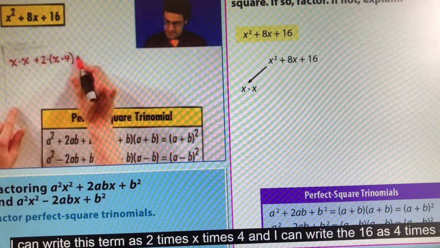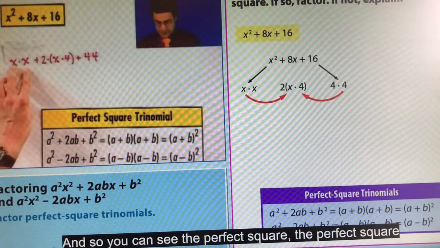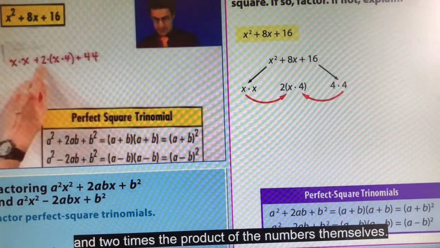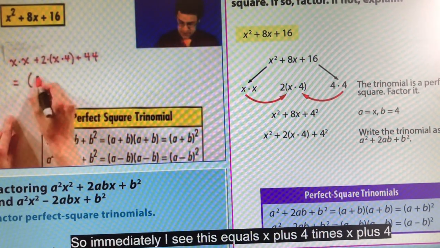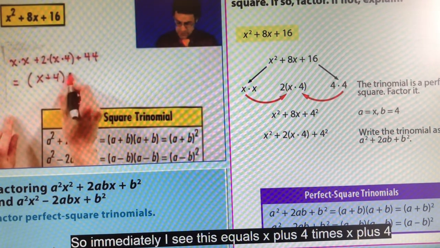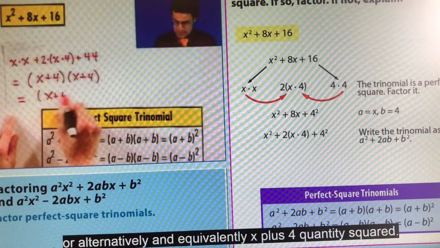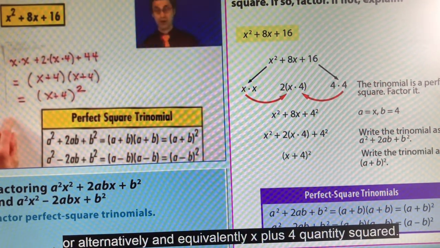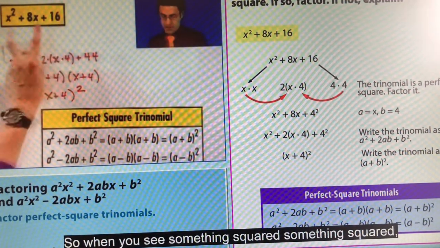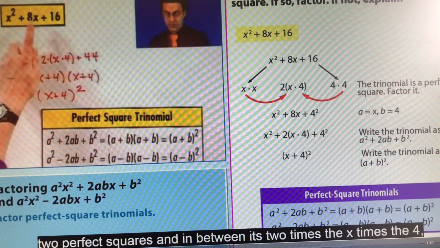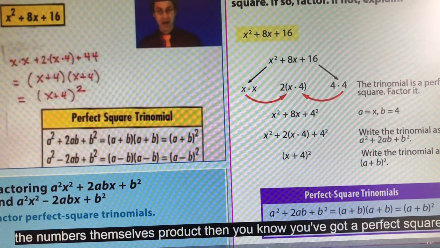And I can write the 16 as 4 times 4. And so you can see the perfect squares, and 2 times the product of the numbers themselves. And so immediately I see this equals x plus 4 times x plus 4, or alternatively and equivalently, x plus 4 quantity squared. So when you see 2 perfect squares, and in between it's 2 times the x times the 4, the numbers themselves, product, then you know you've got a perfect square.